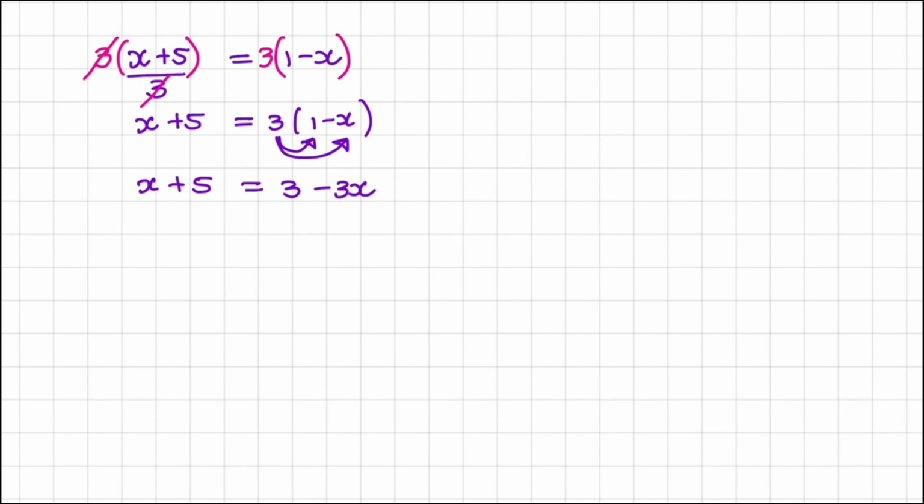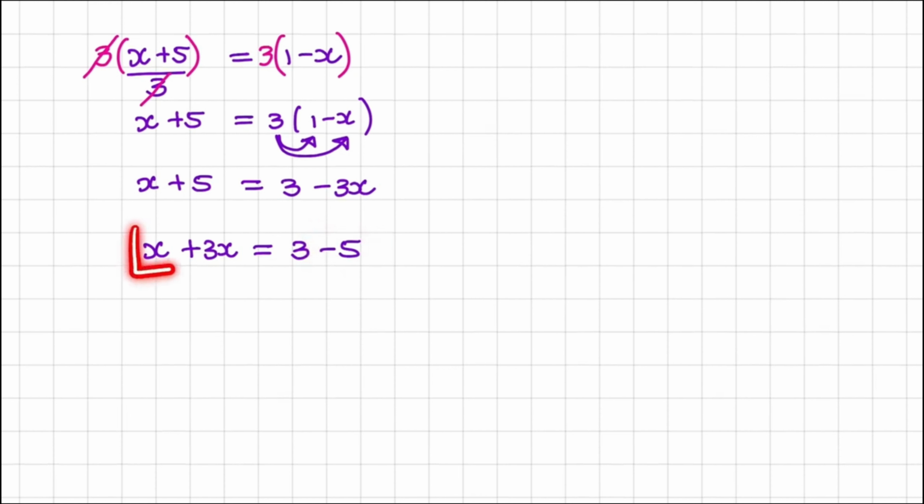And as in our previous example, we'll move all the x's to the left and all the constant values to the right. So if I move 3x over, it will become plus 3x on the left. And if I move plus 5 over, it becomes negative 5 on the right.